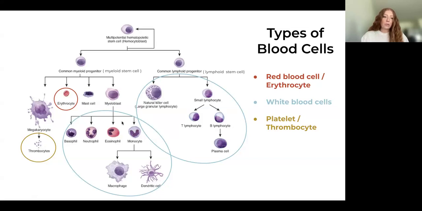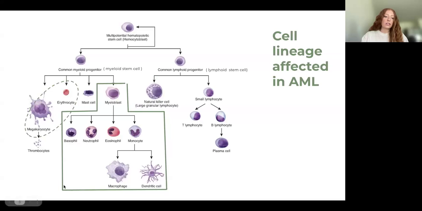In AML, we want to focus mostly on this little part of the lineage right here, because this is what AML affects. It'll affect the myeloblast while it's maturing, and it'll make it so that the myeloblast can't mature into these white blood cells. And then there are other subtypes of AML that affect the red blood cells or the early red blood cells, and then the early platelets, so the megakaryocytes. Those are very rare subtypes, so I want to focus mostly on this section right here.